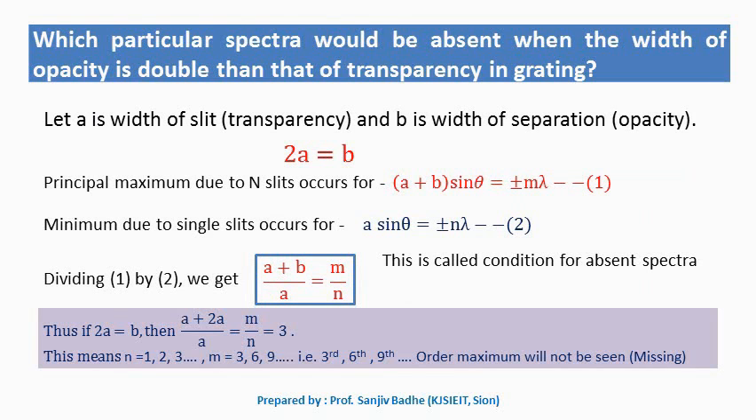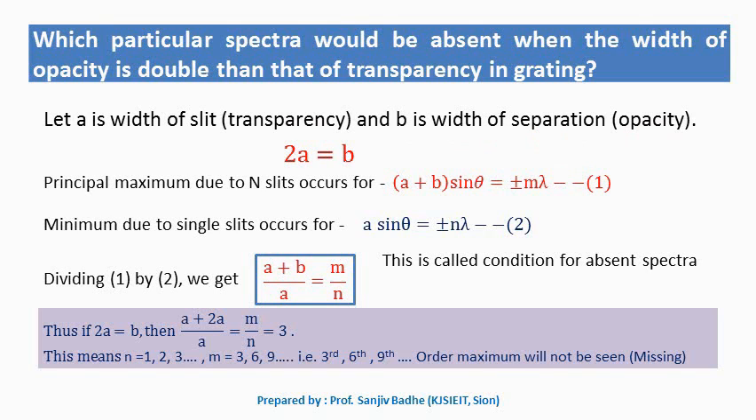Now let us solve some numericals based on the concepts that we have studied. First one is based on the missing spectrum or absent spectrum. Which particular spectra would be absent when the width of opacity is double than that of the transparency in the grating? So here let A be the width of the slit, that is nothing but a transparency, and B is width of the separation, that is width of opacity.